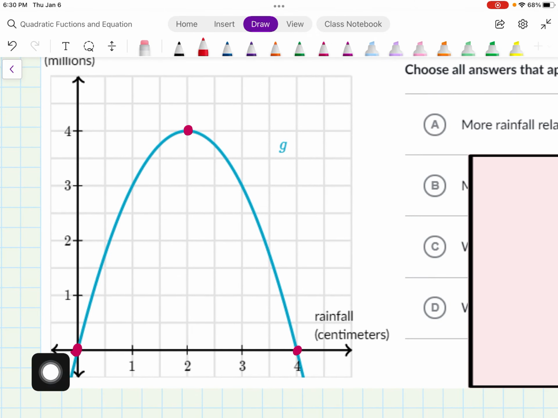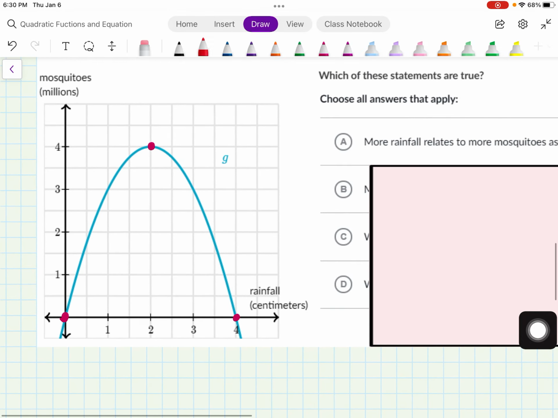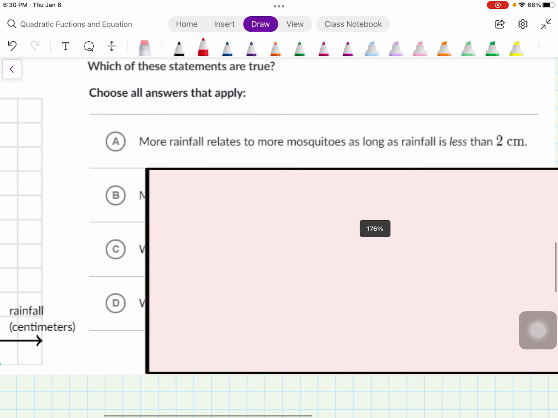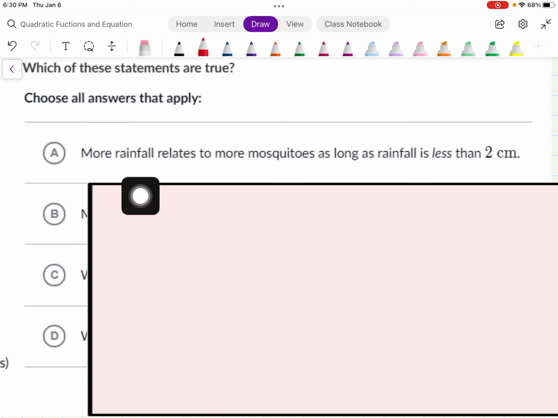Once again, this is our graph. We do have 3 main points, which in this case is our y-intercept. This could also be considered another x-intercept, vertex, and then we have our x-intercept here. So let's go ahead and take a look at our statements here. It says more rainfall relates to more mosquitoes as long as rainfall is less than 2 centimeters.